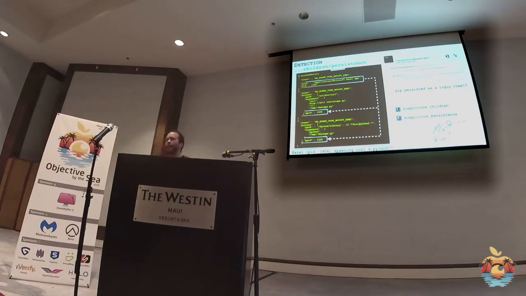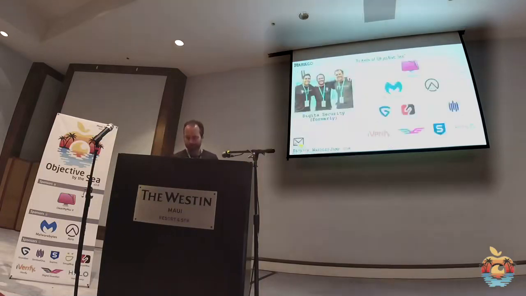So first, anytime a login item is persisted, take a look at that, because that might be just a normal piece of malware persisting. But if you see something that's not an application being persisted, that's a big red flag.